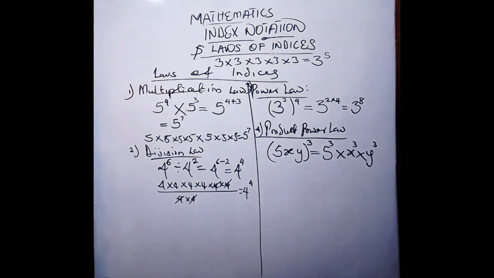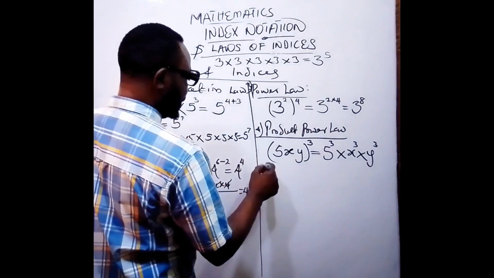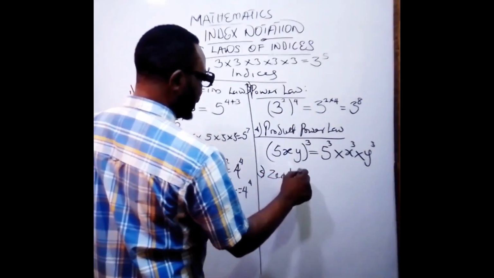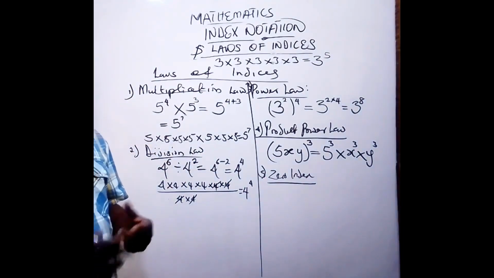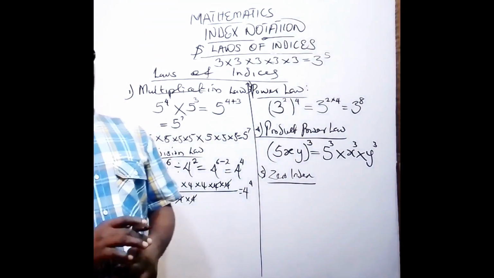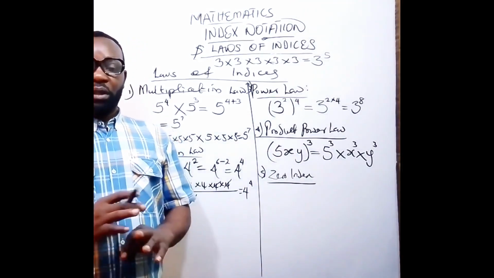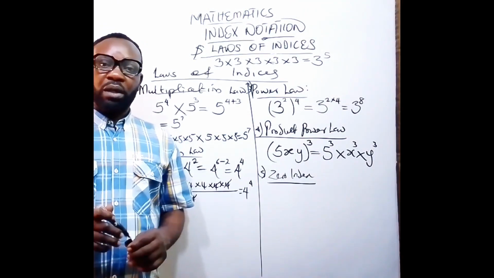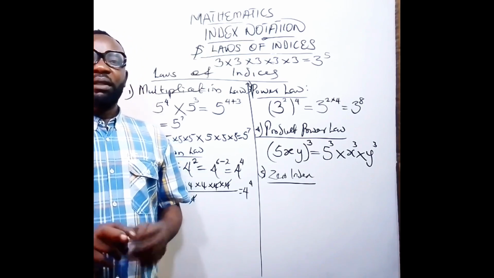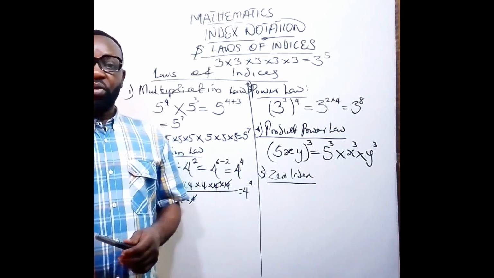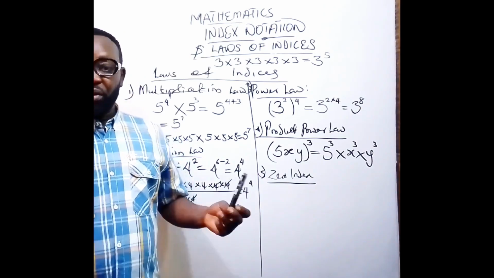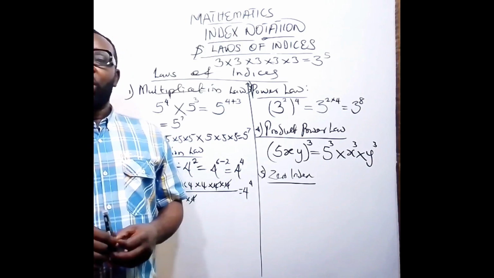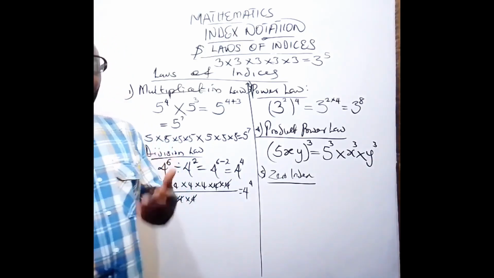Then the next one we have is called the zero index. Number 5 is zero index. The information about zero index is just a clear one. It is a term that you must make sure that you take note of. Anything raised to the power of 0 is going to be equal to 1. Even if 10 billion uncountable values is raised to the power of 0, it will be equal to 1. Now, we're going to prove it for you.